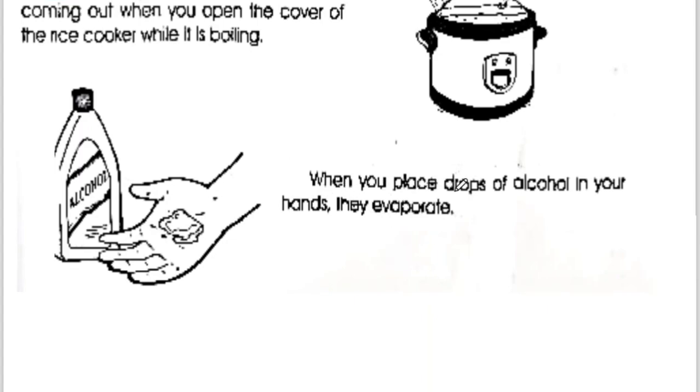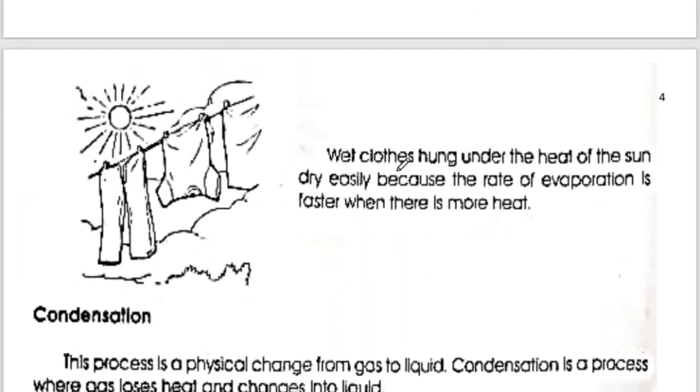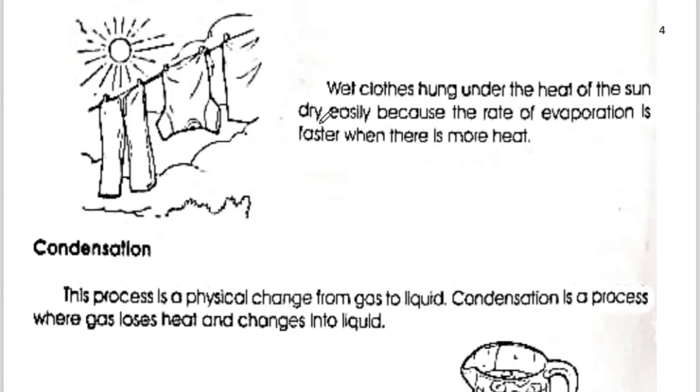Another is when you place drops of alcohol in your hands, they evaporate. Okay? They will change into vapor. The liquid in your hands will change into vapor or small particles going to the atmosphere. Next, wet clothes hung under the heat of the sun dry up easily because the rate of evaporation is faster when there is more heat.